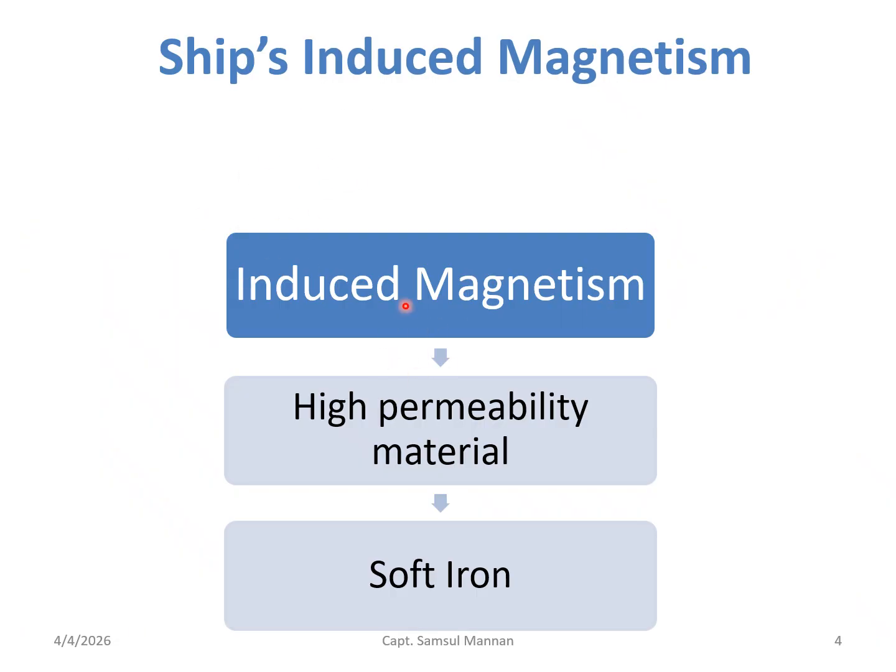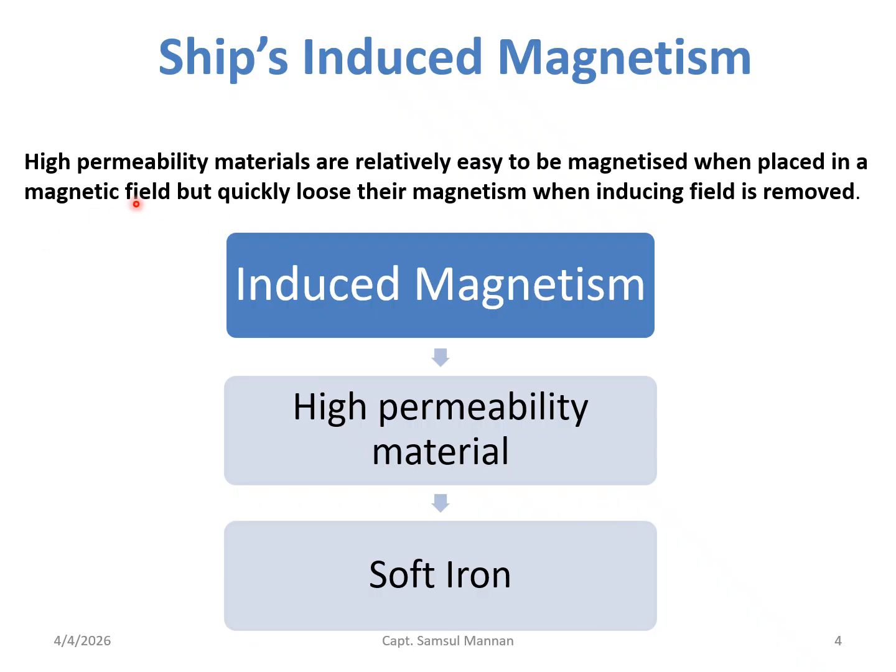From the previous slides, we already know that soft iron is susceptible to induced magnetism, and soft iron is called a high permeability material. Why? High permeability materials are relatively easy to magnetize when placed in a magnetic field. However, they quickly lose their magnetism when the inducing field is removed.